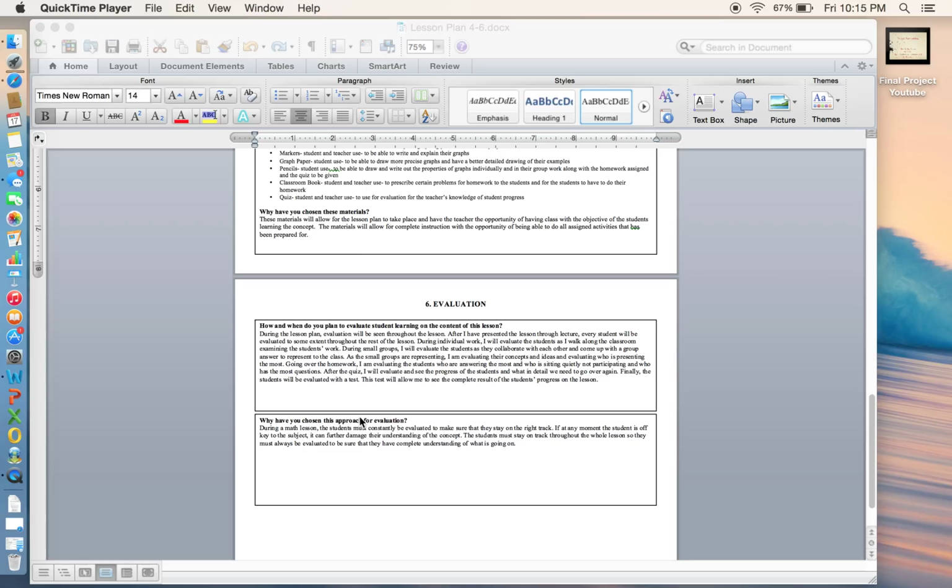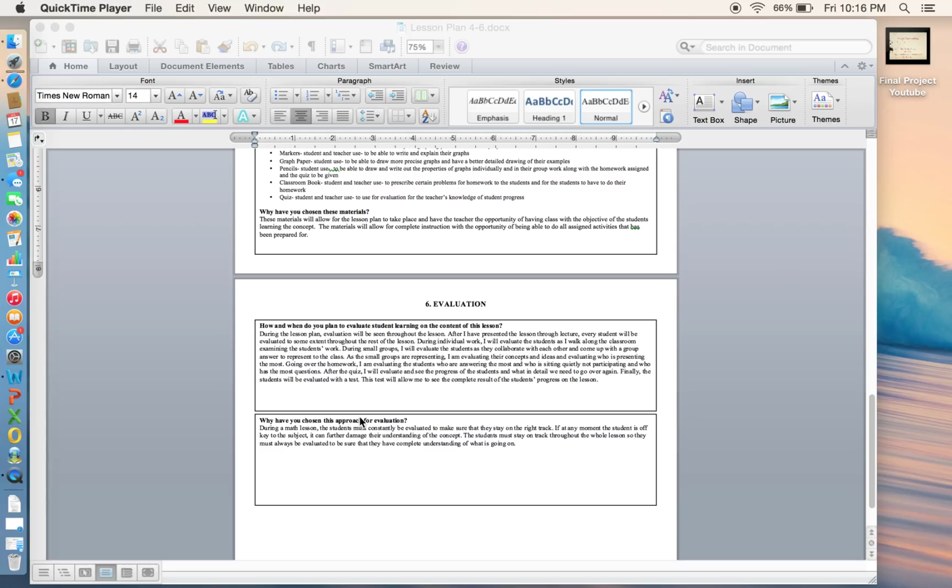And then during small groups, I will evaluate the students as they collaborate with each other, making sure that they're giving each other good ideas and not telling each other the wrong things. Get them on the right track, make sure that they are keeping with the concept. And then with the small groups, when they're presenting, I'm evaluating their concepts and ideas and evaluating who is presenting the most. What I mean by that is if you have a 3-person group and one person's speaking, the other two are not, then obviously the one person gets it and the other two don't. So I'm looking at that.